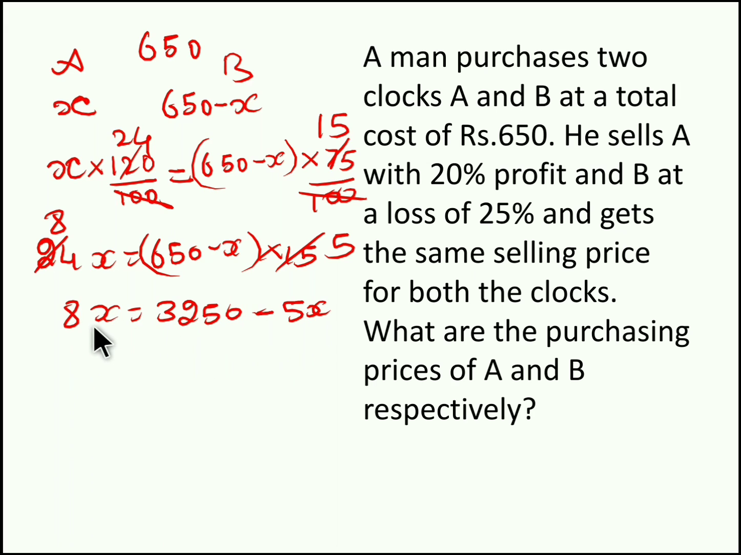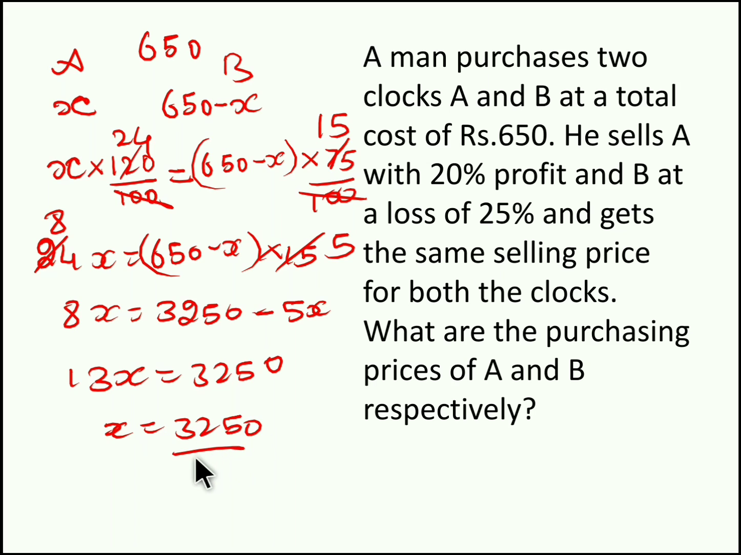So when you carry this minus 5x to left hand side, you will get 13x. So 13x equal to 3250. So x value is 3250 by 13. You get 250. So 250 is nothing but x value.